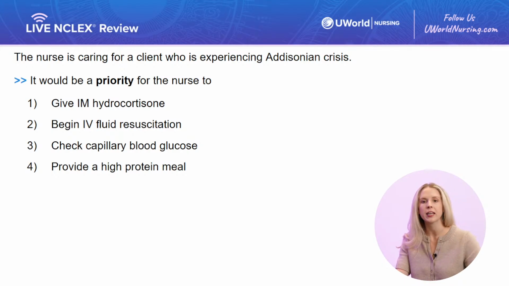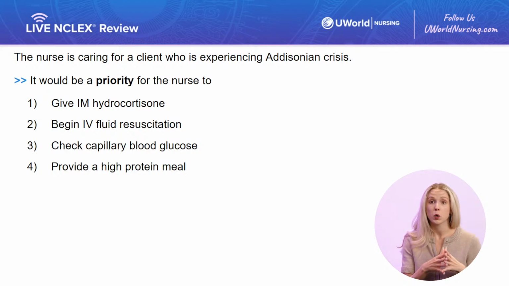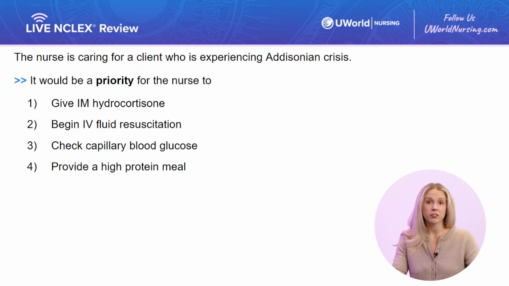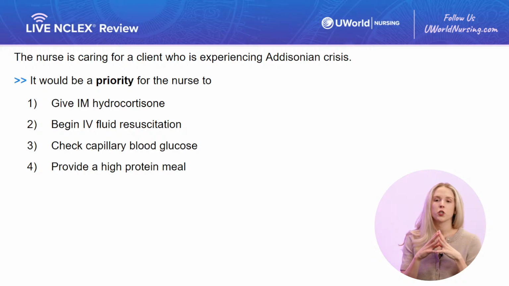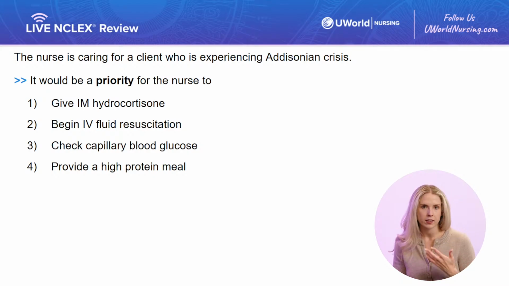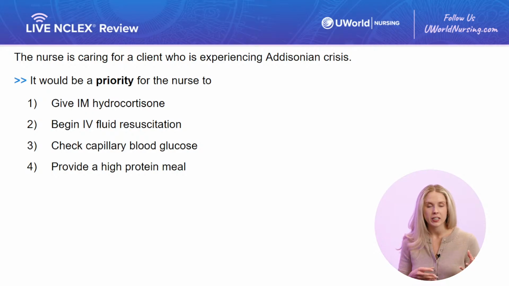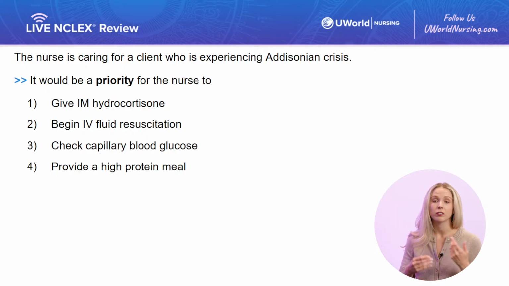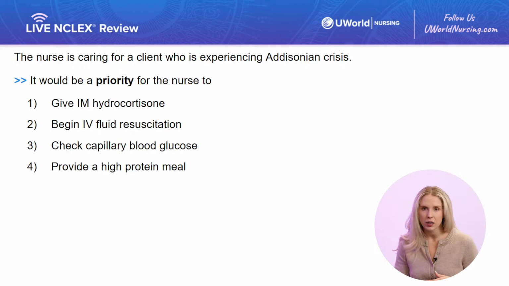That is our priority. Option 2, 3, and 4, these clients do experience hypotension. So option 2, we definitely would want to give IV fluids. However, this is going to be secondary to treating the root cause and administering that hydrocortisone shot. Option 3, checking the capillary blood glucose. We would want to be checking the cap blood glucose. These clients have a proclivity to be hypoglycemic or have low blood sugar, but again, it's not going to be our priority over treating our root issue.